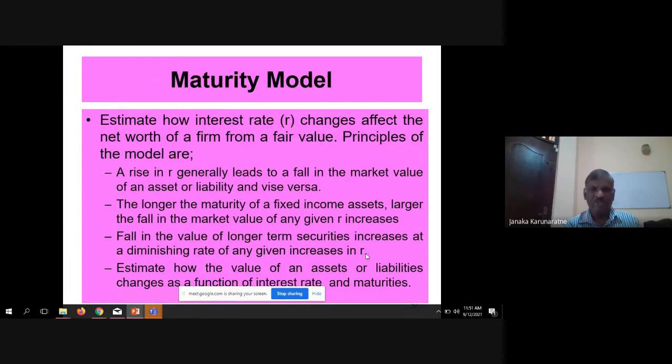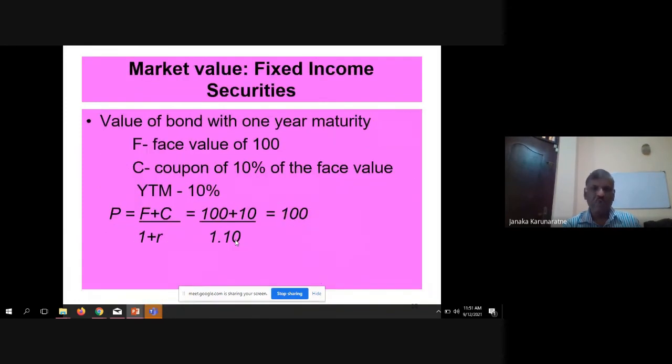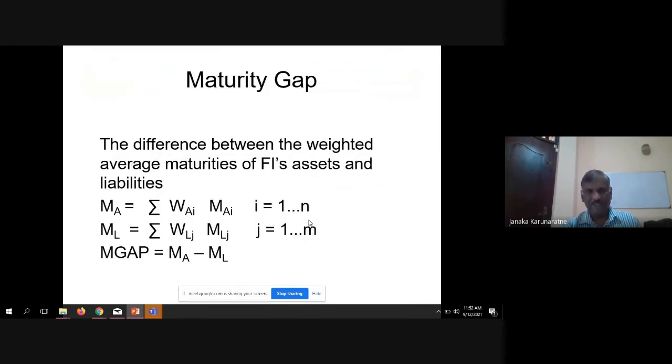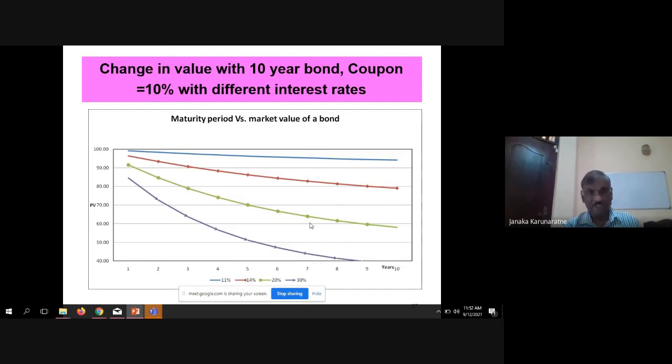Fall in value of the long-term securities increases at a diminution rate. So as you extend the maturity, the value drop is much smaller and smaller. Right? So you start with 11%, then 14% your drop increasing, then 20% further reduction and 30% further. So as the interest rate rises, the value drops, but with a diminution rate as you go on with maturity.